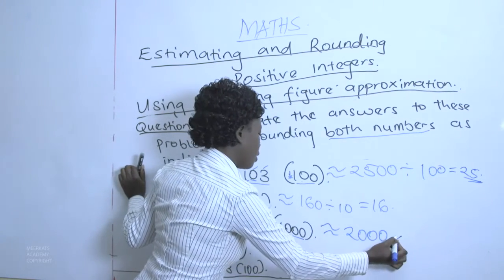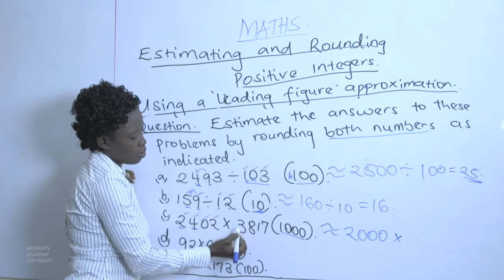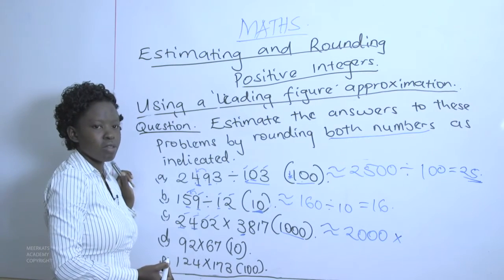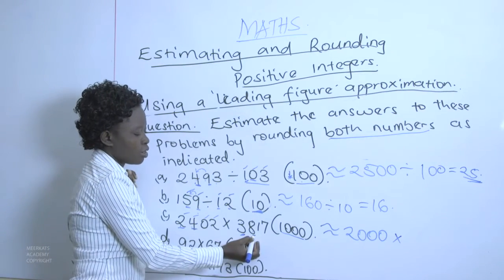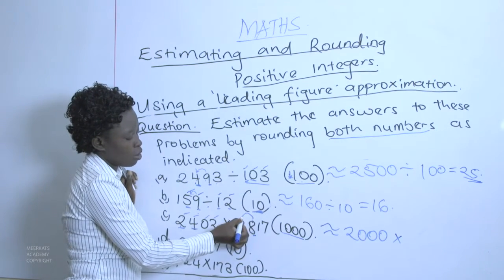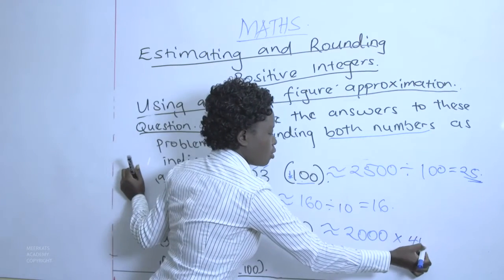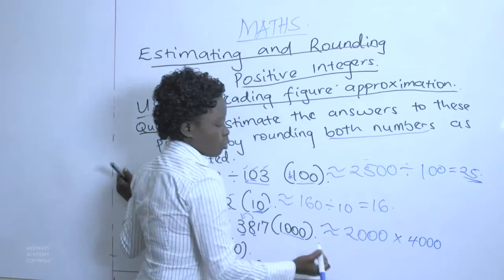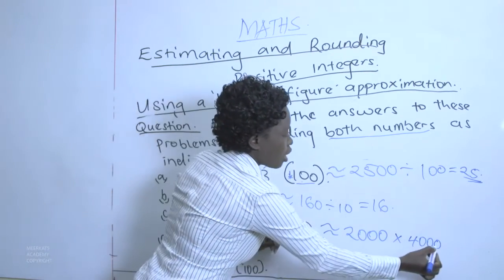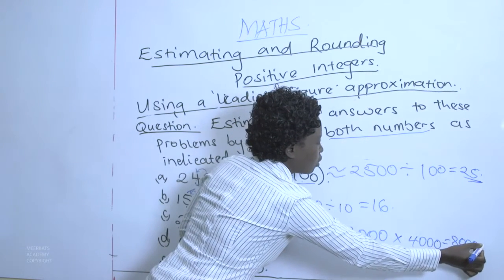Then multiplied by, we have ones, tens, hundred, thousands. So 3 is the digit in the thousands place value. The next digit is 8. 8 is more than 5. So it rounds our number up so that we have 4,000. So 2,000 multiplied by 4,000, we get our answer is 8 million.